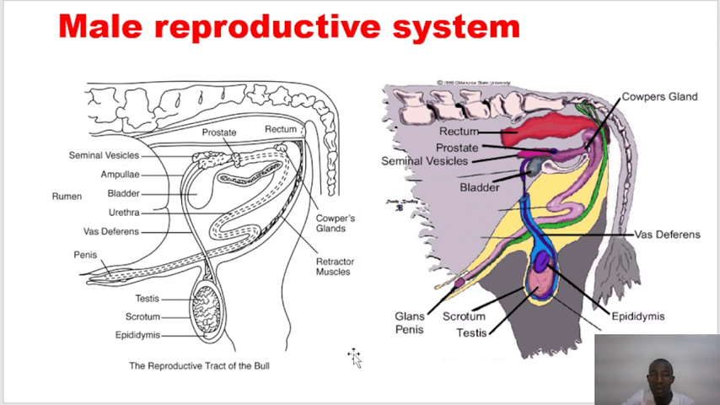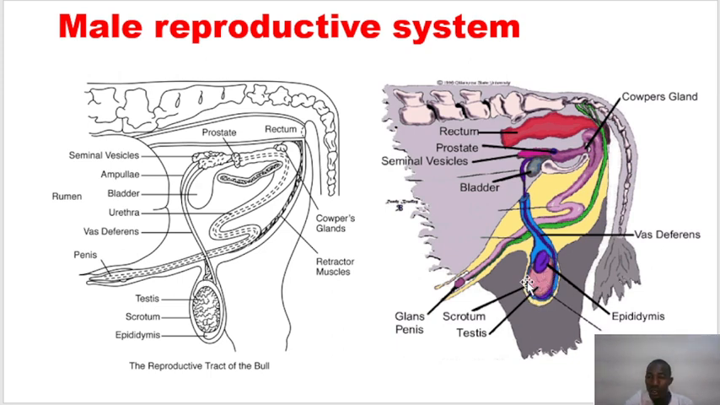If we talk about the male reproductive system, it's made up of various organs. For example, we have the epididymis where the sperm is stored. We have the testes where we have the Sertoli cells and then the Leydig cells. And here is where spermatogenesis takes place. Spermatogenesis is the formation of the male sperms or the male cells. The sperms are made in the testes.